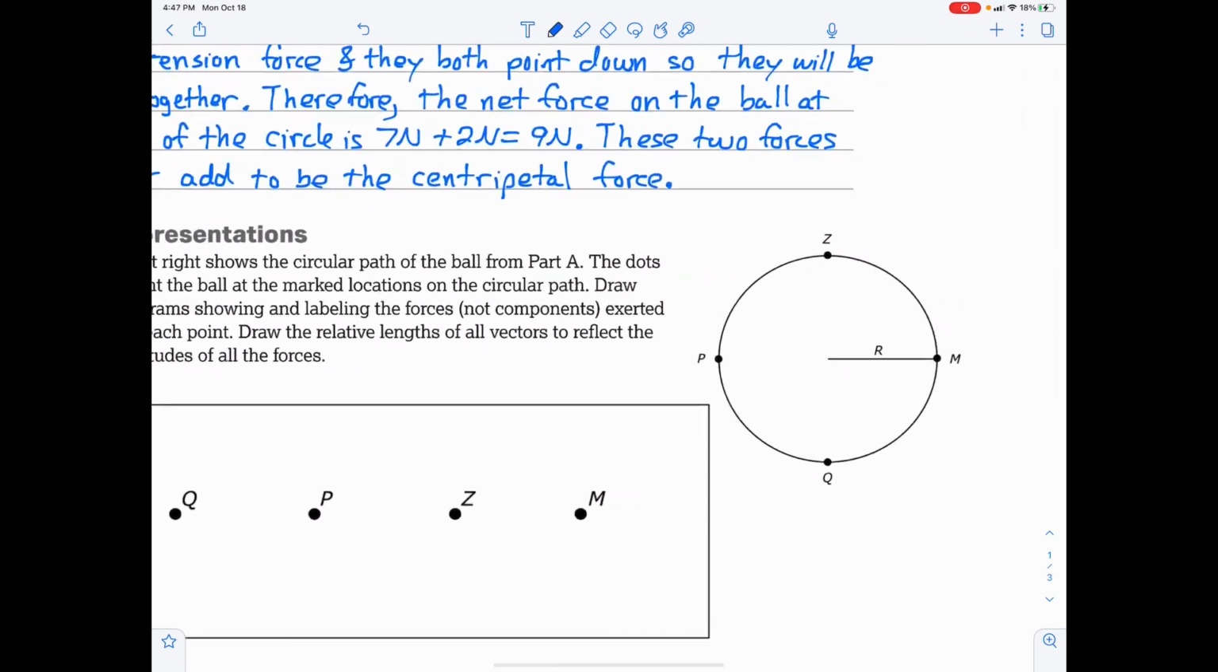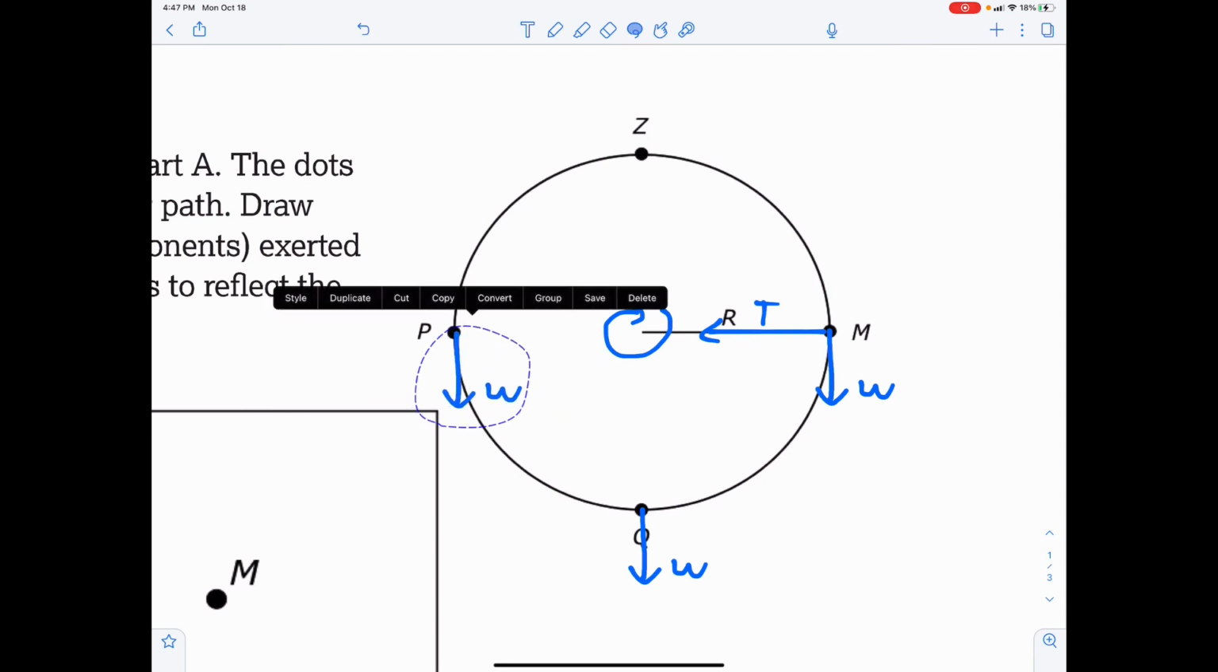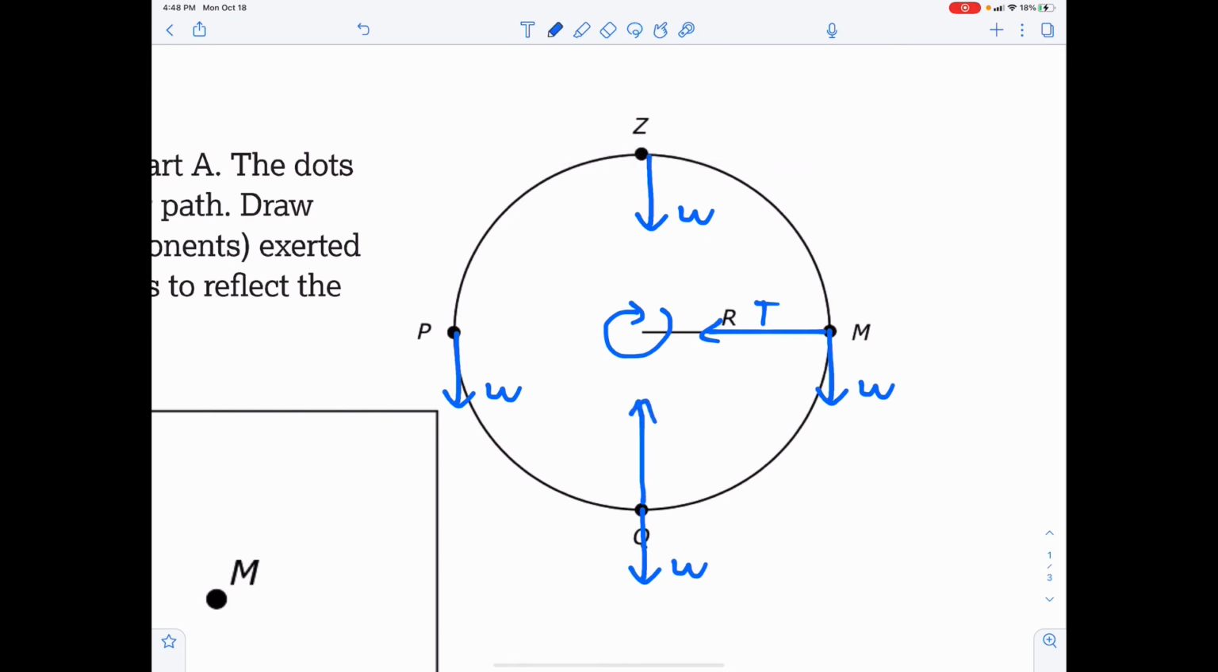Okay, if we draw forces acting on the ball at these locations, as it is moving clockwise, at point M you have inward tension and weight pointing straight down. The weight should be the exact same length no matter what, so I'm just going to copy that all the way around the circle. In addition to the weight is the tension. At the bottom, tension is going up to the center of the circle. At point P, tension is going to the right towards the center of the circle.